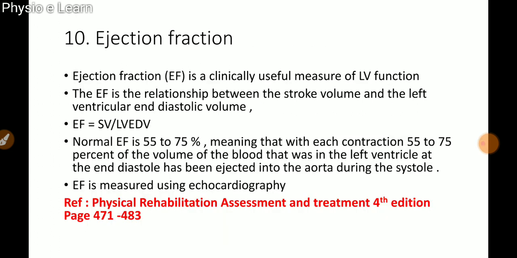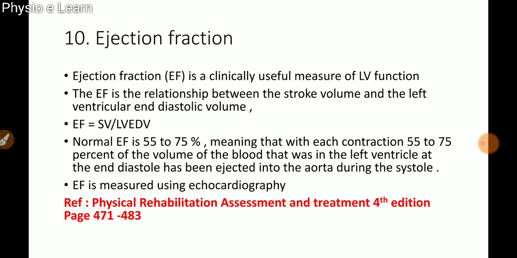10th and the last SAQ, ejection fraction. The ejection fraction is a clinically useful measure of LV function, that is, left ventricle function. The ejection fraction is the relationship between the stroke volume and the left ventricular end diastolic volume, that is, the volume in the left ventricle at the end of the diastole. So it can be calculated by stroke volume divided by left ventricular end diastolic volume.